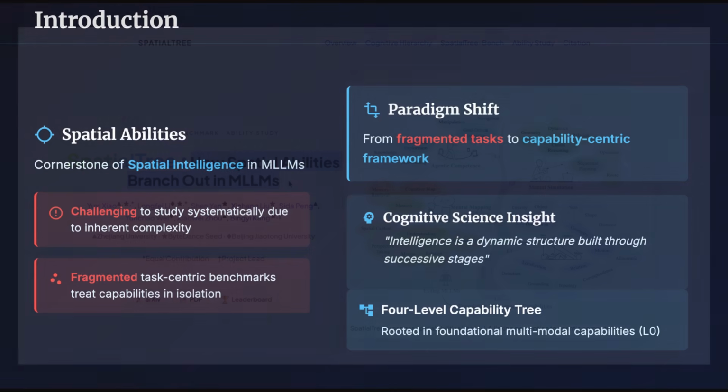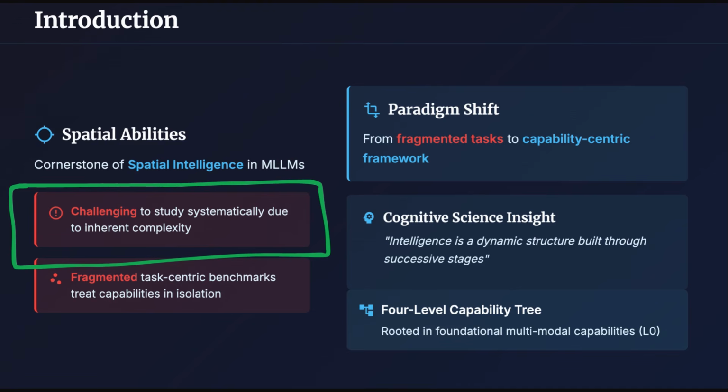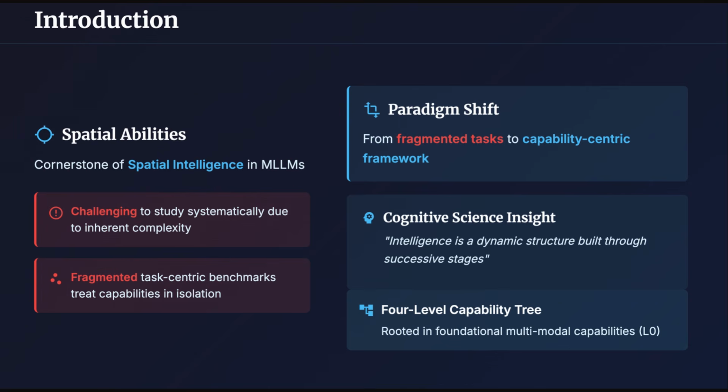Let's start with the problem. Spatial abilities are the cornerstone of spatial intelligence in multimodal LLMs, but they're incredibly difficult to study. Why? Because they're deeply complex, and they span a huge range of capabilities, from raw perception all the way to high-level reasoning. Without a clear structure, understanding them becomes almost impossible.